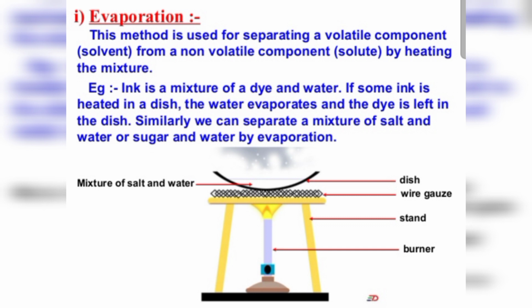For example, ink is a mixture of a dye and water. So if some ink is heated in a dish, the water evaporates and the dye is left in the dish. Similarly, we can separate a mixture of salt and water, or sugar and water, by evaporation. As you can see in the figure, a burner is there, one stand is there, then a china dish is kept on the stand, and a mixture of salt and water is there. So by providing heat, the volatile component will evaporate and the non-volatile component will be left behind.